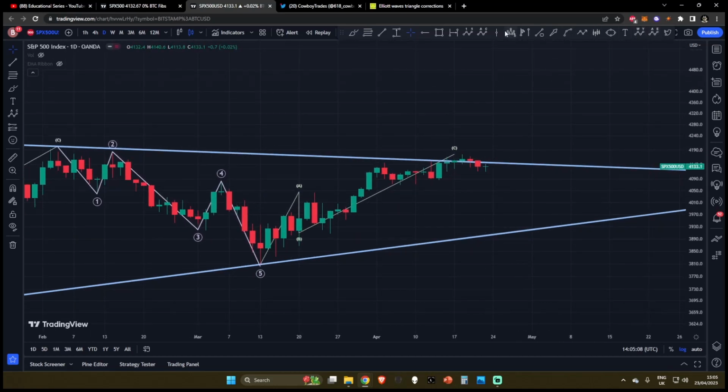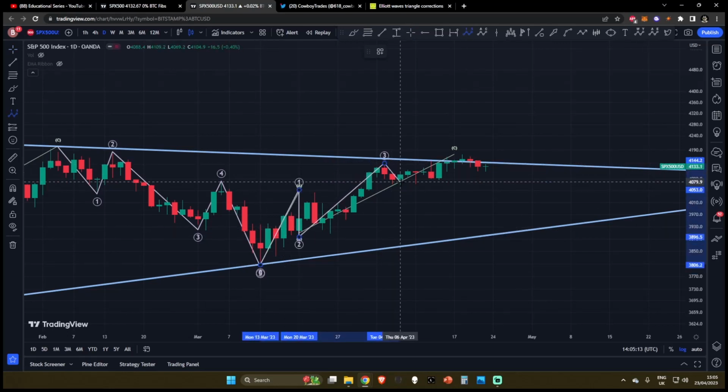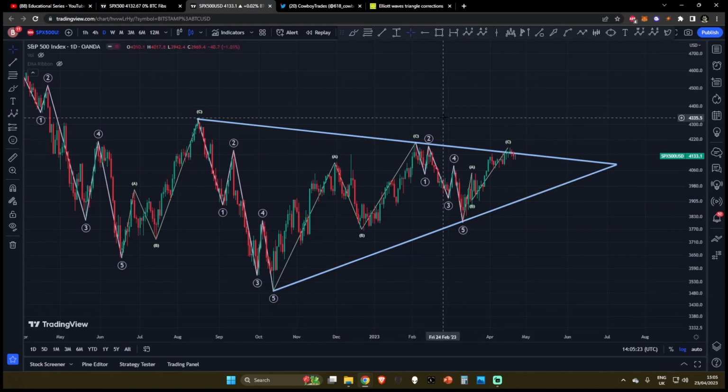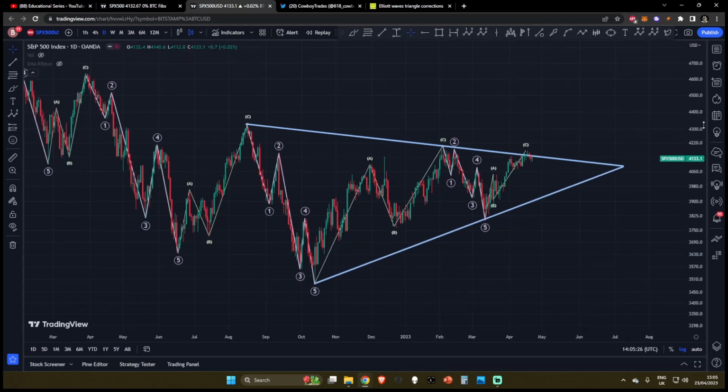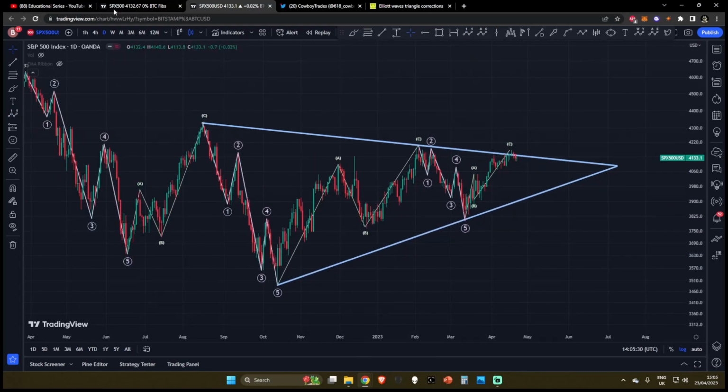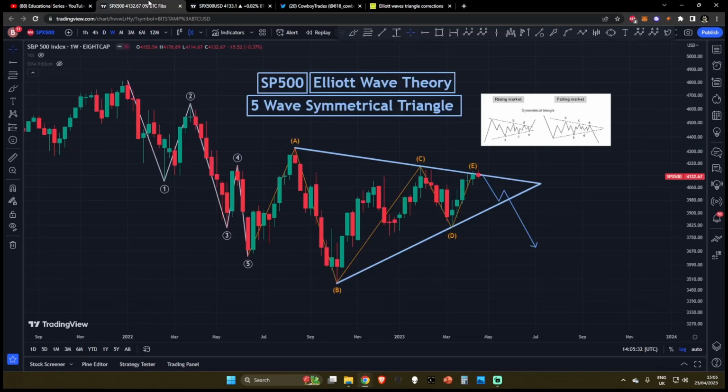Although, with that being said, you could actually draw this as a 1, 2, 3, 4, 5. I recommend just looking at the wave count and deciding for yourself which way they're moving. Of course, in the higher time frames, it should look like this. In a falling market, you have a bearish wave count coming into the symmetrical triangle.